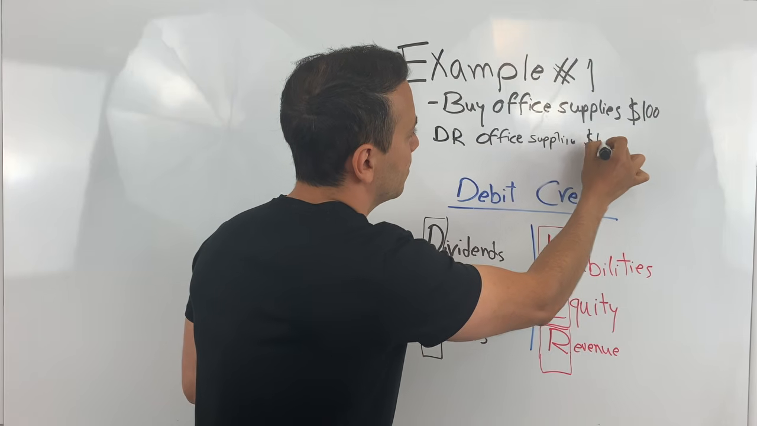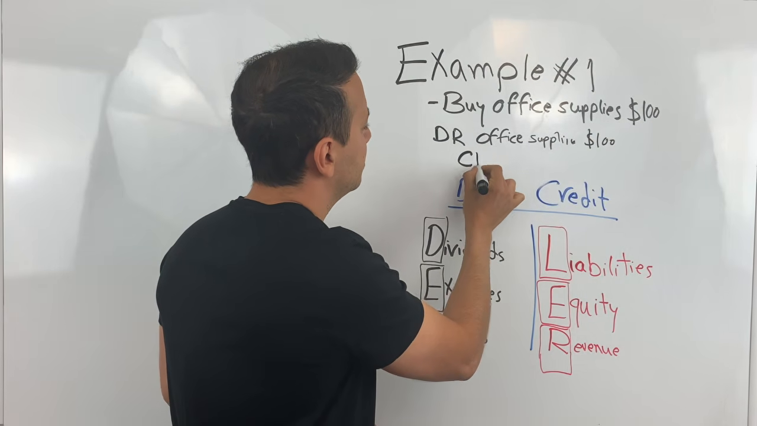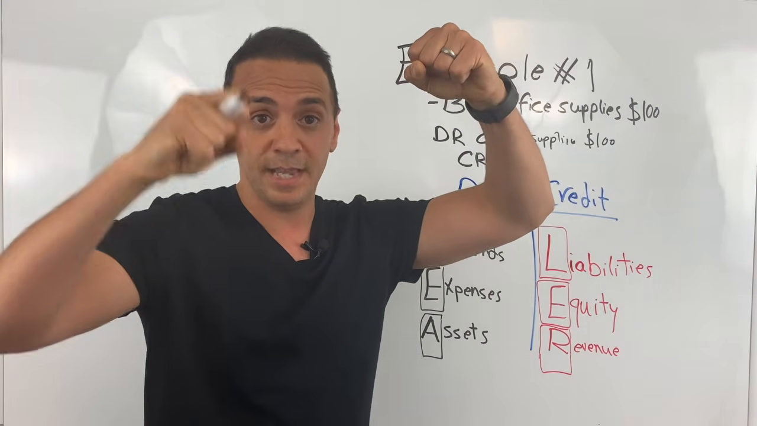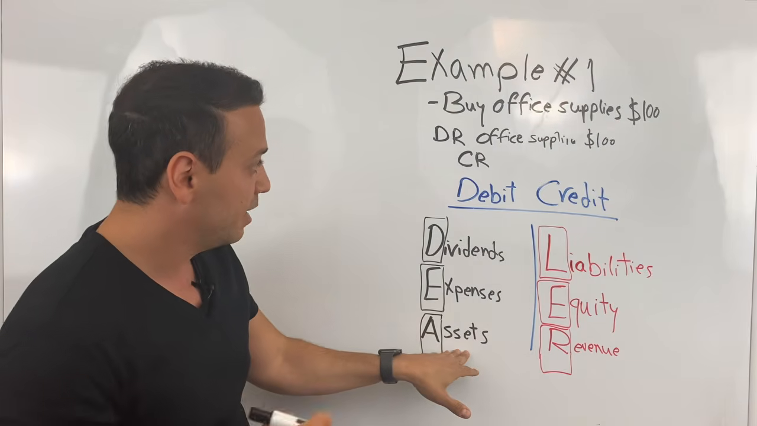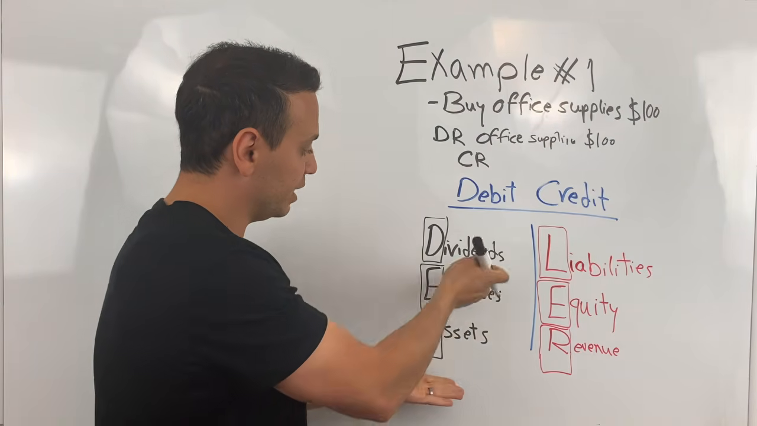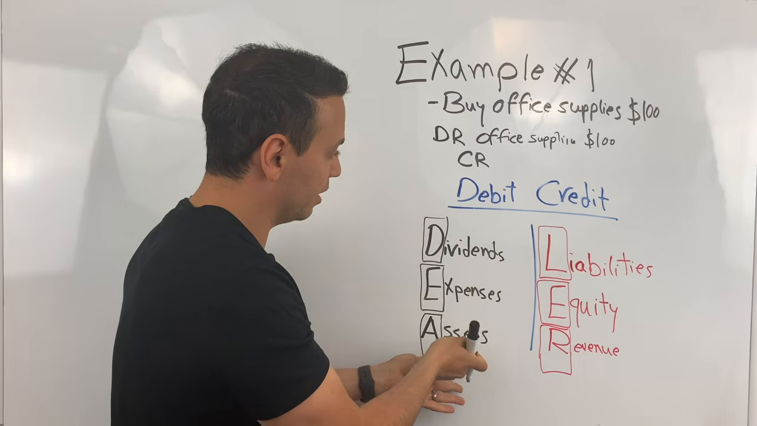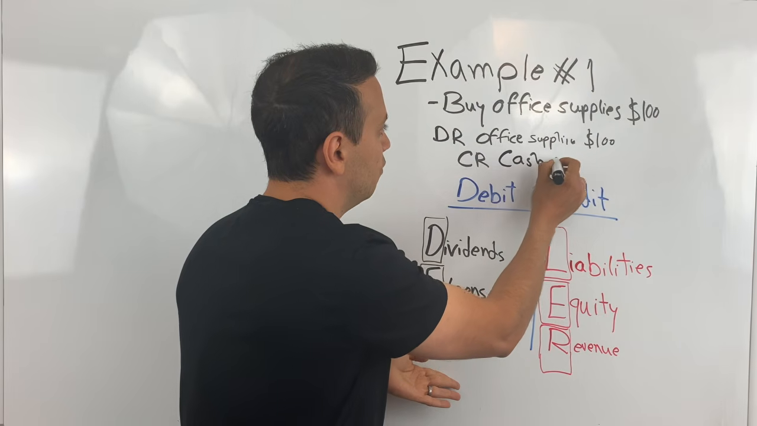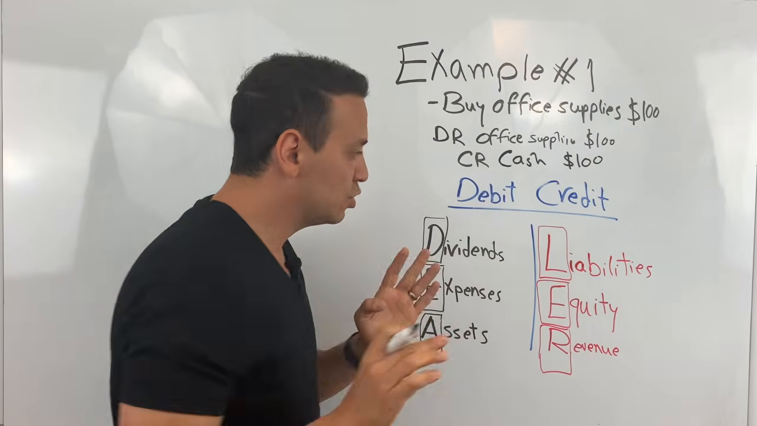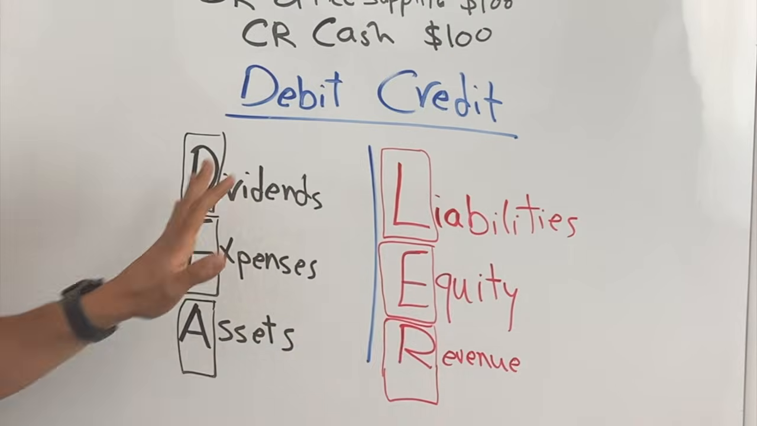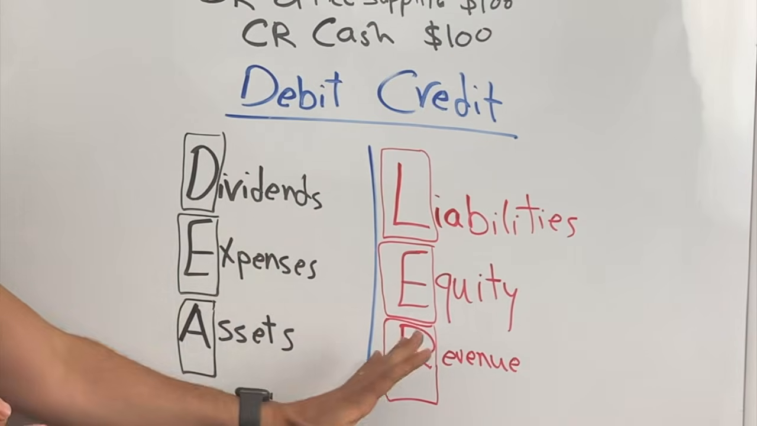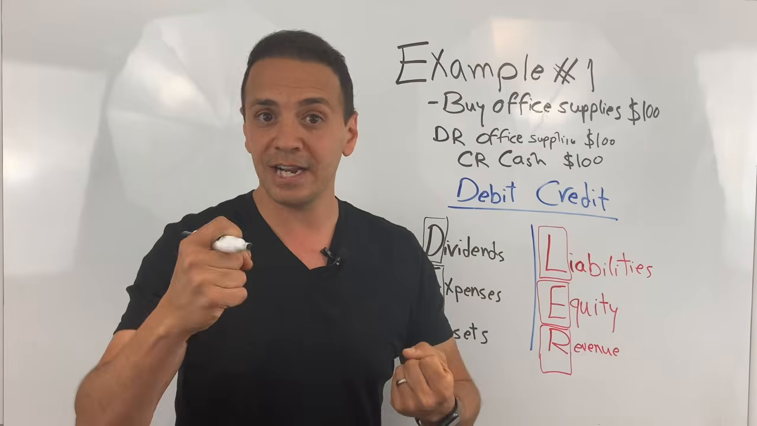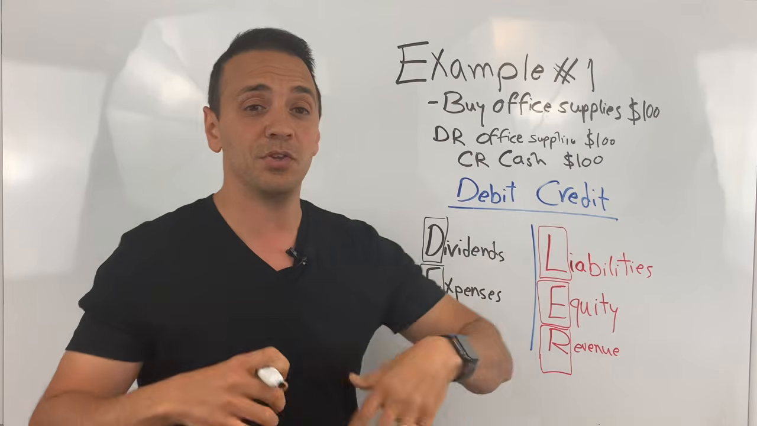for 100, and credit to, in this case, we remember action, reaction. The action: office supplies went up, cash went down, and cash is an asset. If you want to decrease this asset, what do you do to it? If an asset has a debit nature, what do you do to make it go down? You credit that asset. So credit to cash for $100. And this is super easy, guys. Always remember your acronym DEALER. If you remember what has a debit nature in DEALER, what has a credit nature, and remember that there's an action and reaction to every business transaction, you can think your way through any journal entry.